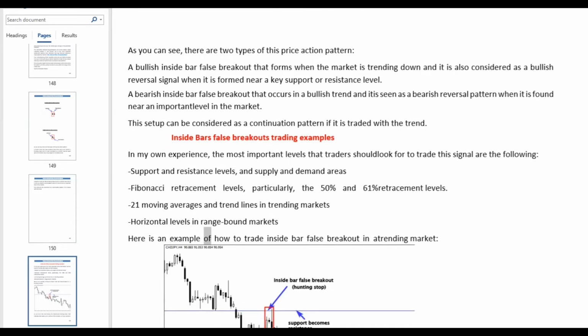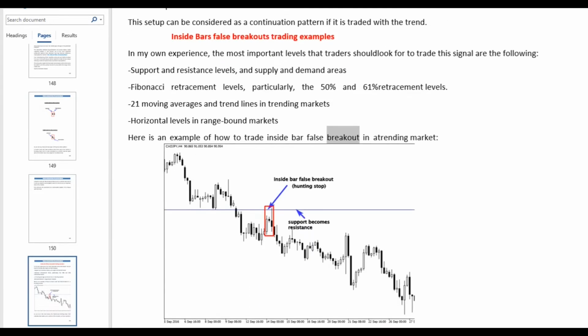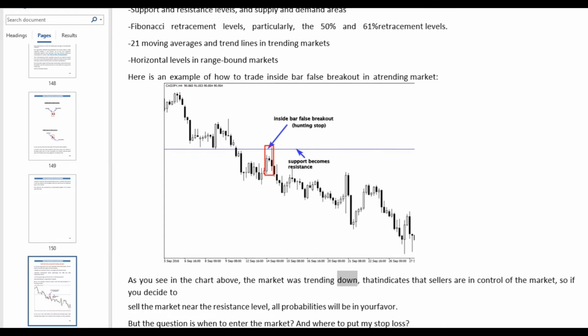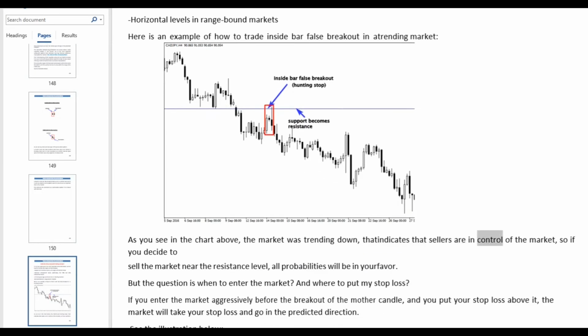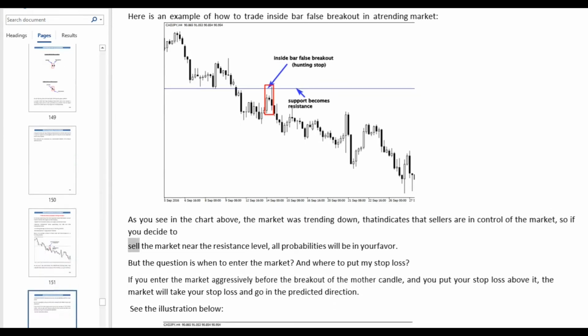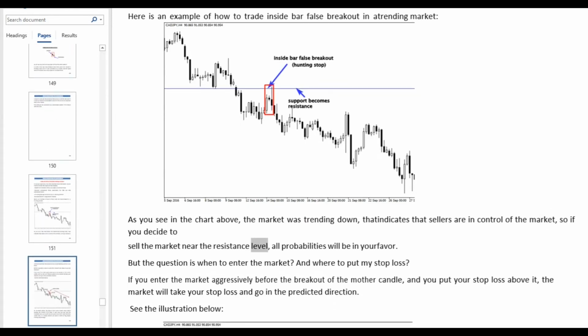Here is an example of how to trade an inside bar false breakout in a trending market. As you see in the chart above, the market was trending down. That indicates that sellers are in control of the market, so if you decide to sell the market near the resistance level, all probabilities will be in your favor. But the question is when to enter the market, and where to put my stop loss.